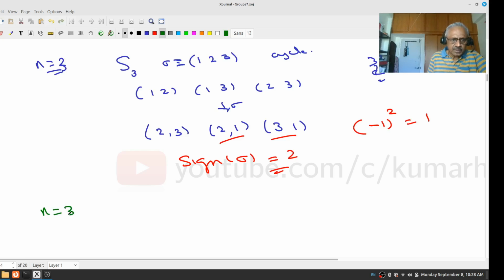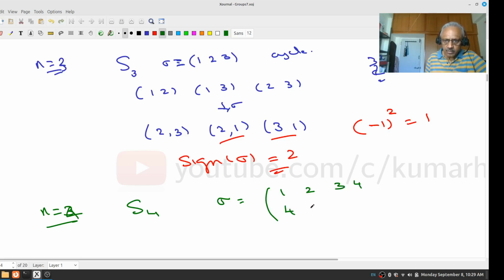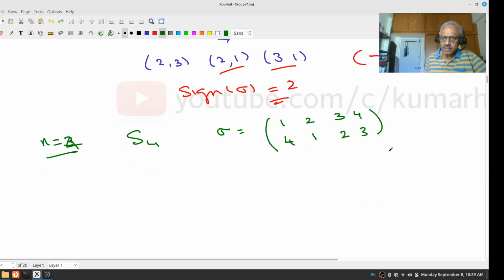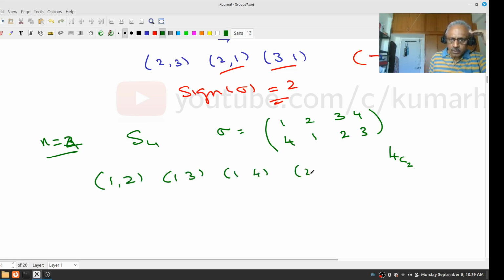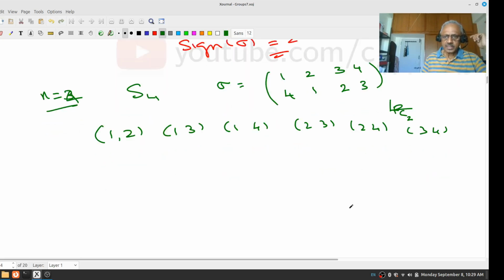Just for fun, let's do n equal to 4. Let us take sigma equal to, let us say, 1 goes to 4, 4 goes to 1, 2 goes to 2, and then what is left out? 3. Yeah, let us take this. Now I am looking at 4C2. That will be a lot. So 4C2 is going to be 4 times 3 by 2, that will be 6. Okay, let us do that. What are the elements? (1, 2), (1, 3), (1, 4), (2, 3), (2, 4) and (3, 4). These are the two element ordered pairs with that criteria, right?